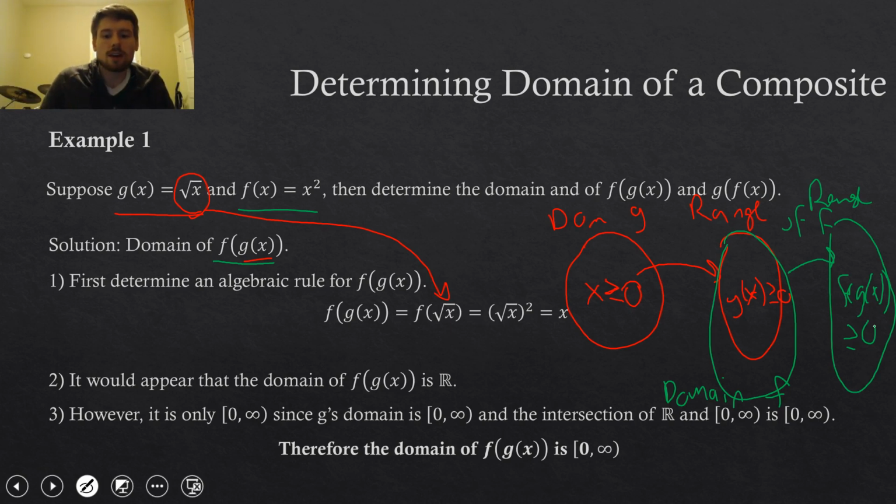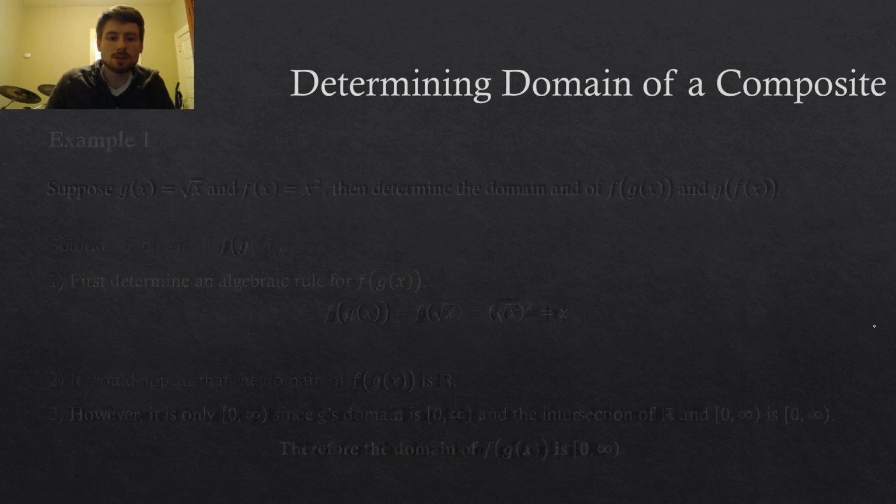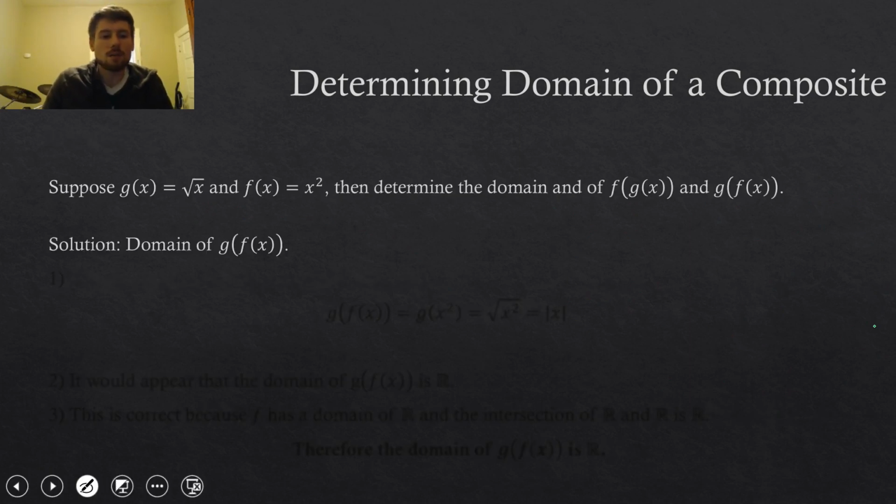It looks like our domain is all real numbers, but actually it's not. It's only numbers from 0 to infinity because g is the first function, and it has a restricted domain. Okay, let's look at another example. So the other composition. So working the other way, g of f of x, what's that going to look like? Well, let's determine our rule. What is g of f of x?